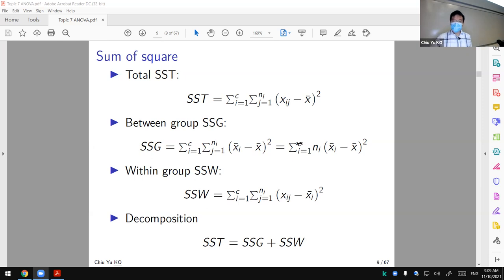For each observation, you subtract the overall mean and you take the square, then add them all up. Which means you look at the overall mean x bar, take each observation's distance from it, square it, and add them all up. That's why it's the total sum of squares. This is the definition: how far away each observation is from the overall mean. Is that clear what it is about?